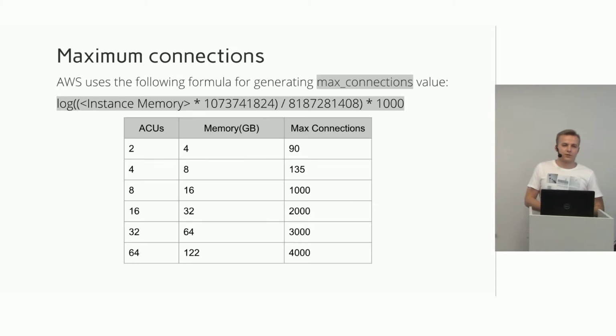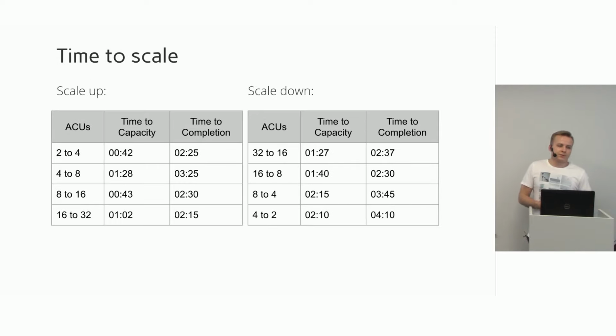Yeah, so talking about maximum connections, AWS uses this huge and ugly formula for max connections. And in the table, you can see the corresponding max connections value for different ACUs you can use in your cluster. And during the investigation of Aurora Serverless, I decided not to track the response time, because inside Aurora Serverless there is a simple Aurora, and it will have the same response time.